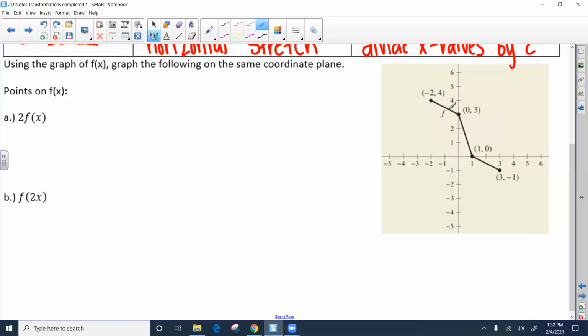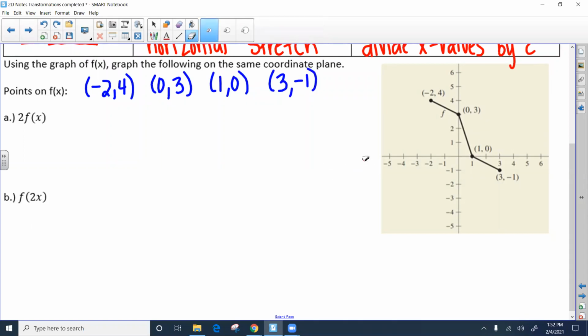Like we've been doing, the first thing we have to do is find the points on the original. This one here in black is our original, and as you'll notice, the points are actually already listed on there. I'm just going to write them down so I can use them. So we have the points -2, 4, 0, 3, 1, 0, and 3, -1. Those are the original points.